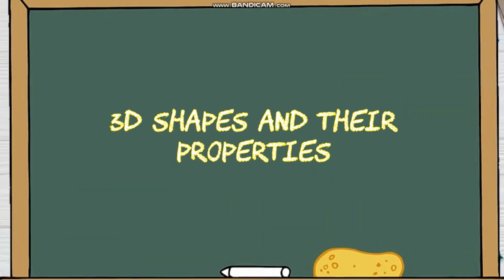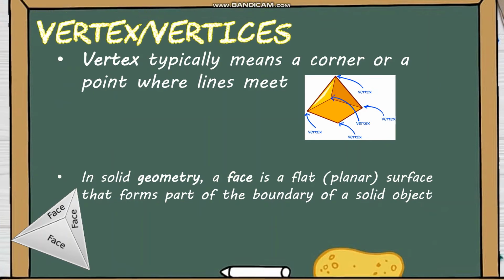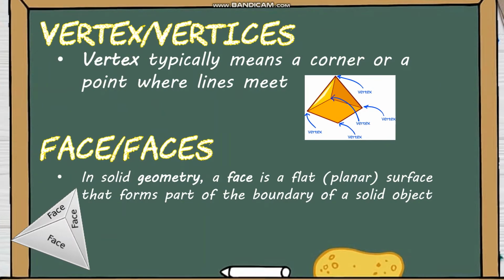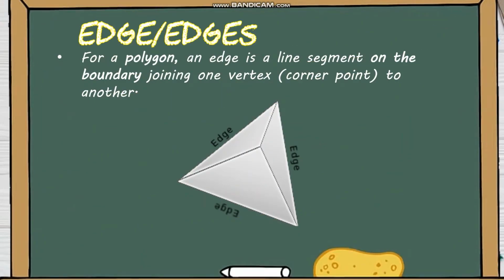Now let's talk about the 3D shapes and their properties. So there are only three properties that you have to be familiar with in dealing with 3D shapes. The first one is the vertex or vertices. It's the same with the 2D shape. The second one is the face or faces. And the last one is the edge or edges.